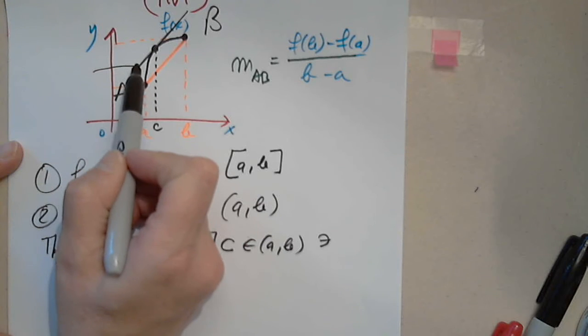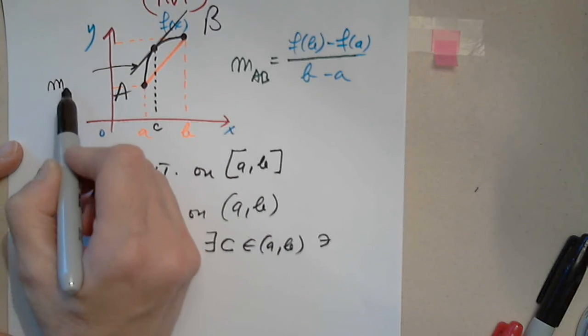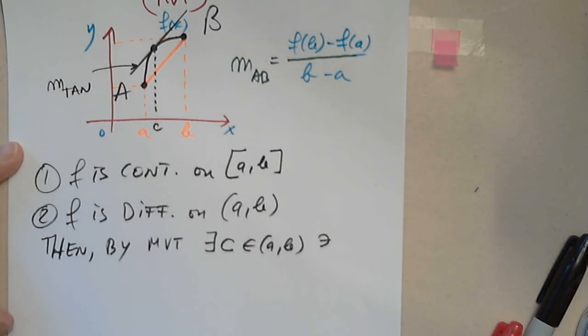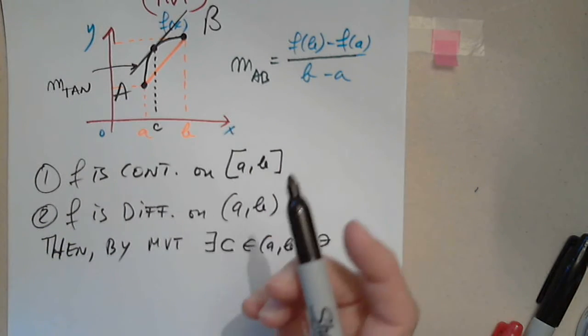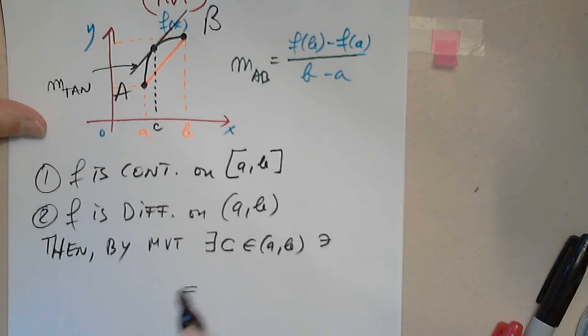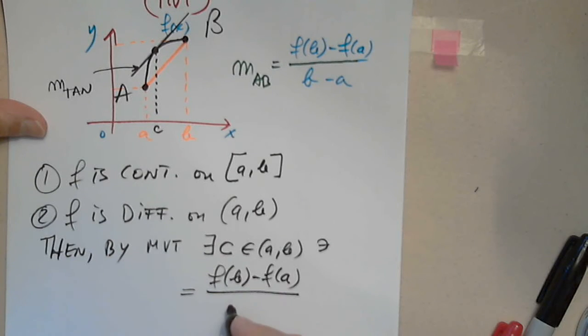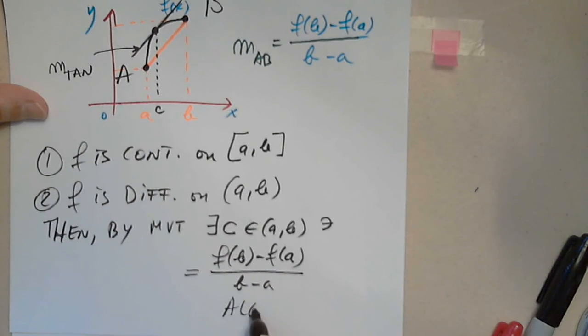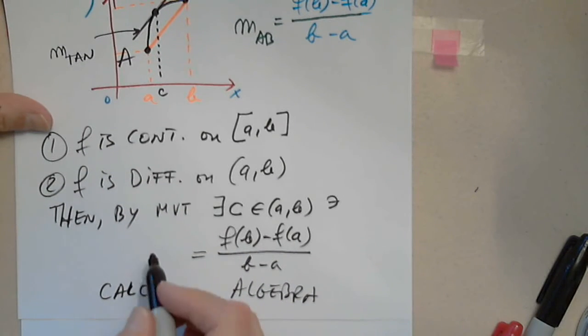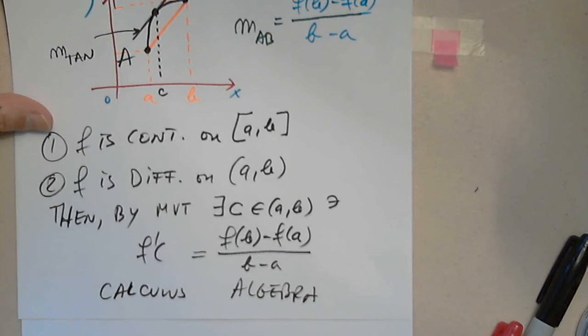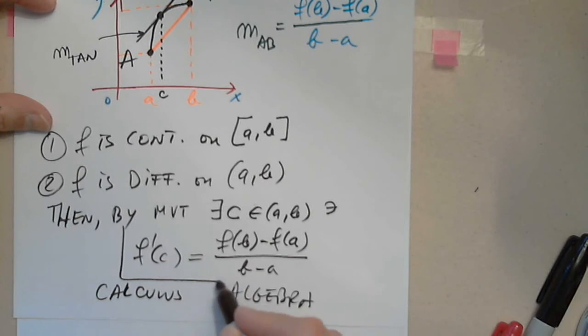can anyone give us the slope of this line? It's f of b minus f of a over b minus a. Excellent. Very good. And there is another way. This is with algebra. But I want one with calculus. The derivative of that function at C. Thank you. This is it.